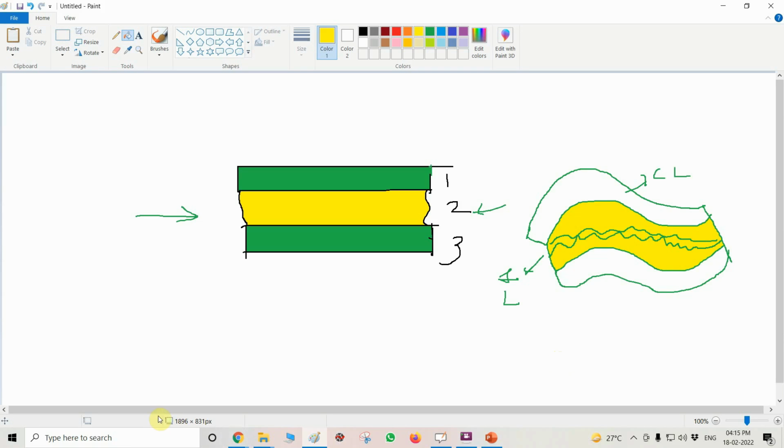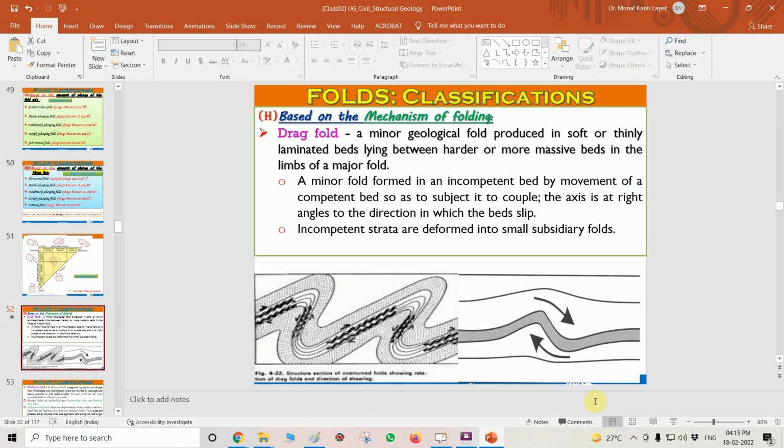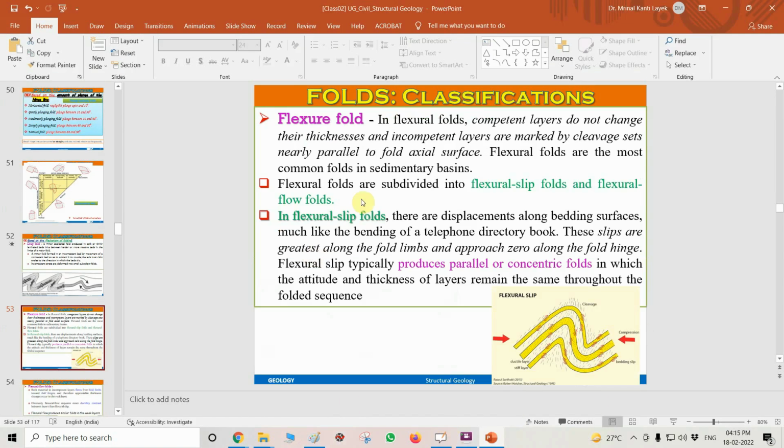Other than the drag fold, another type of fold is there. On the basis of the mechanism of folding you can classify it. That's called the flexural fold, and this is also very important. What is a flexural fold? A similar kind of competent-incompetent concept is there. So let's discuss this flexural fold.